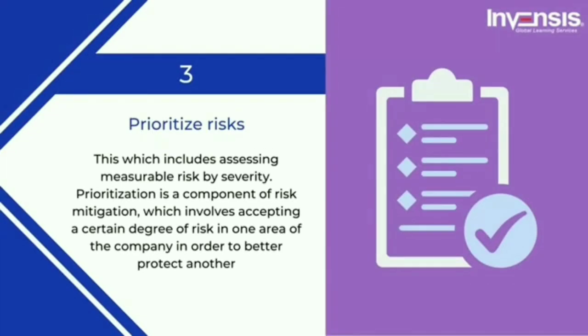Third, prioritize risks, which includes assessing measurable risk by severity. Prioritization is a component of risk mitigation, which involves accepting a certain degree of risk in one area of the company in order to protect another better. By setting an acceptable amount of risk for various areas, a company can better prepare the necessary resources for business continuity while delaying fewer mission-critical business processes.